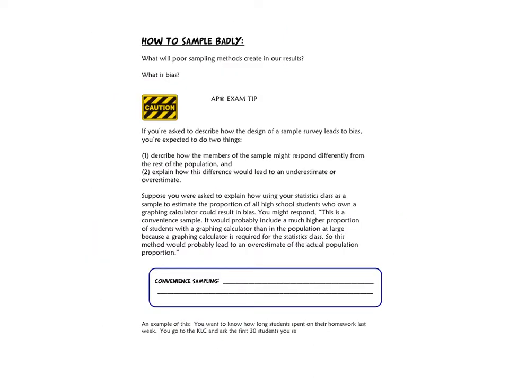So it is possible to sample badly, and you don't want to sample badly because what that's going to result in is bias. That's going to create bias in your results. So what is bias? Well, bias is when you use a method that's going to favor some outcomes over others. So a statistical study shows bias if it is likely to either overestimate or underestimate the value you want to know.